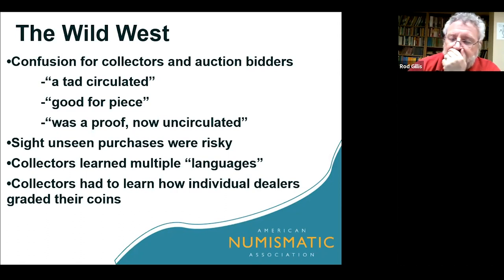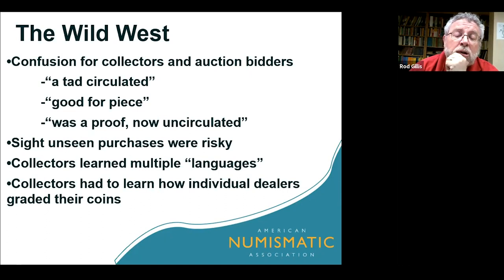Now, there are a few things that I really want you to get from this PowerPoint presentation, and this is one of them. That sentence, "was a proof, now uncirculated," can't be, right? And here's why. The term proof is not a grade. The term proof describes a method of manufacturing, how specially polished dies are used to strike a highly polished planchet, probably twice, if not more times, to produce a highly reflective mirror-like surface on the coin.